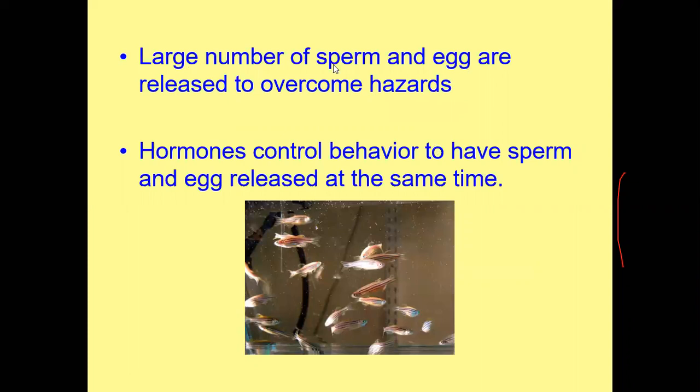A large number of sperms and eggs are released to overcome the hazards. A large number of sperms and eggs are released by the organism. Hazards mean conditions not suitable for fertilization of the eggs; if these are present in excess, fertilization sometimes cannot happen. The hormones control behavior so that the sperms and eggs are released at the same time. The release of sperms and eggs at the same time is controlled by the hormones. If the hormones function properly in the body of the organism, the sperms and eggs can be released by the male and female. So this is also a very important point.